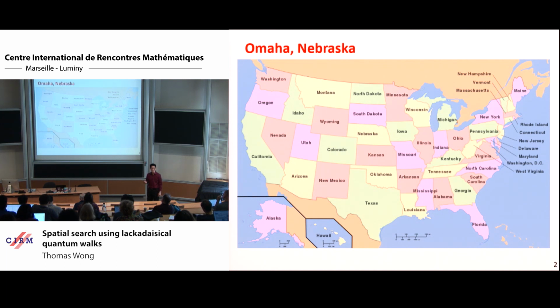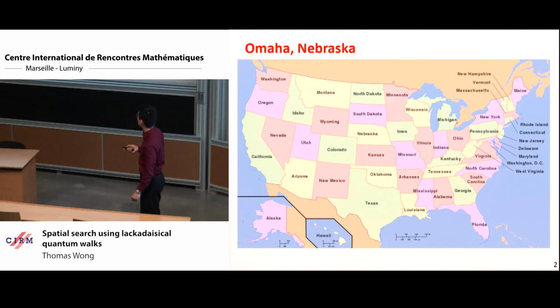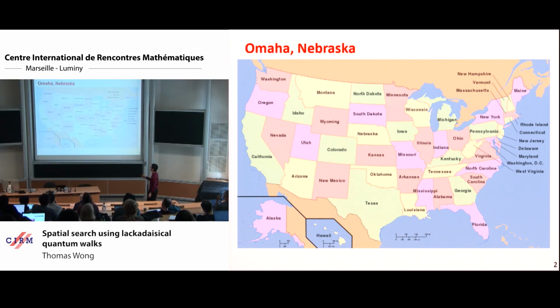All right, but first, before we get to that, it seems like no one knows where Omaha, Nebraska is, so I thought I'd start with that. So where is the state of Nebraska? Anyone see it? I start to see some nods, people are picking it up. Yeah, it's right there in the middle, in the Midwest, above Kansas, and Omaha is on the eastern border next to Iowa. So that's where Omaha, Nebraska is, so now you know.